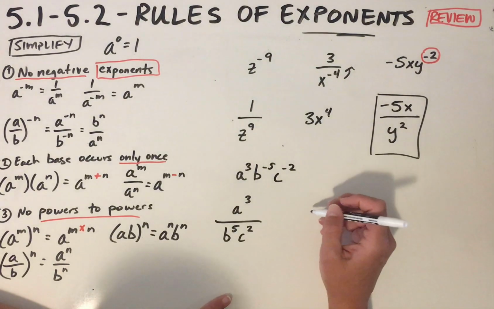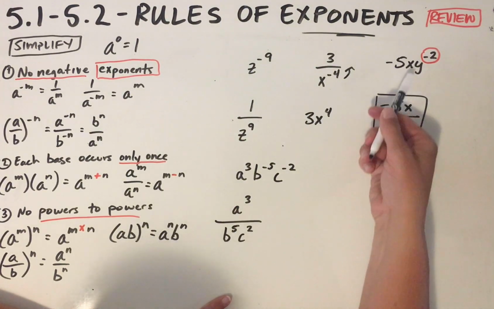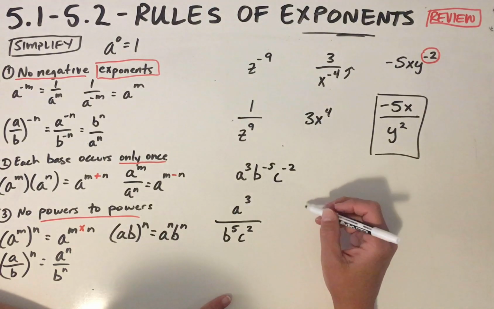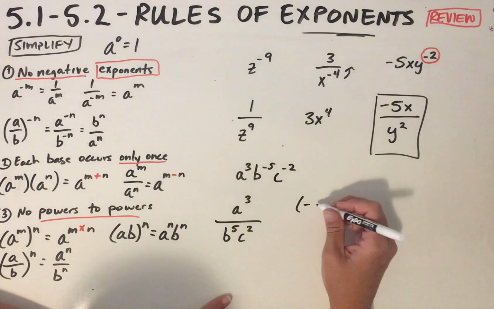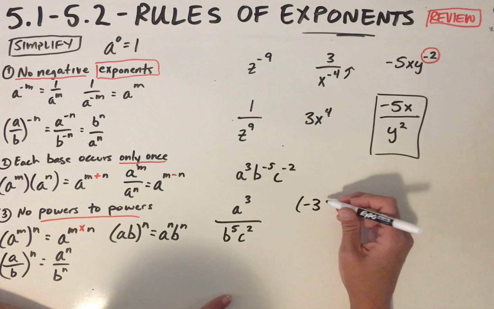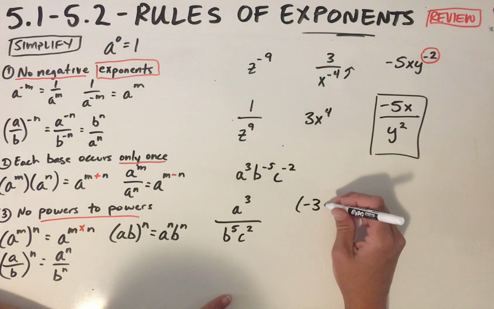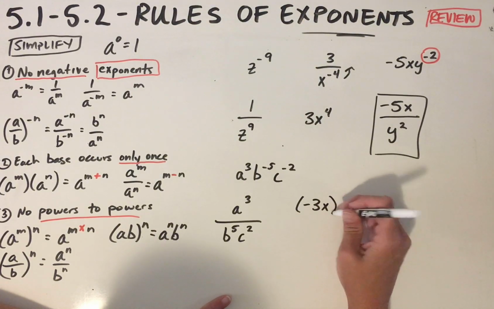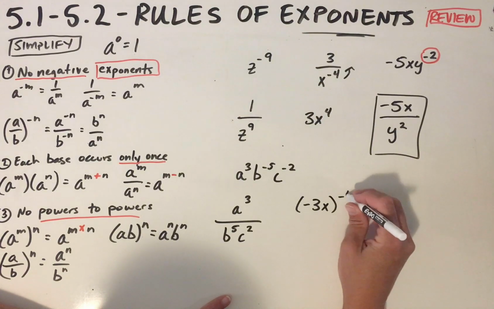Okay, what if I had a constant, kind of like this one, but I have, let's say, -3, I don't know, x, and we're going to say this is to the -4.